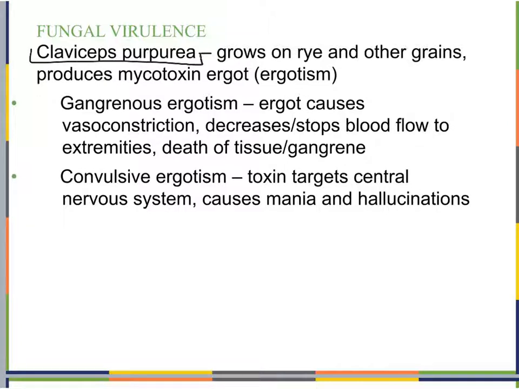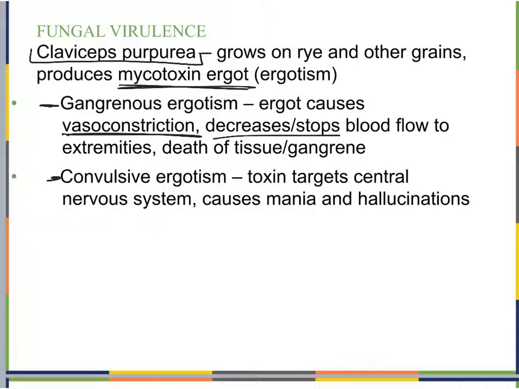For Claviceps purpurea, it grows on rye and other grains, and this one can produce a toxin, our mycotoxin. Ergotism is from this. We have two different types of ergotism, which are gangrenous or convulsive. Our gangrenous is where this mycotoxin is going to cause vasoconstriction. So it's going to constrict or decrease the amount of blood that can go through the blood vessels. Because of this vasoconstriction, it ends up decreasing or, in some areas, completely stopping the blood flow to our extremities.